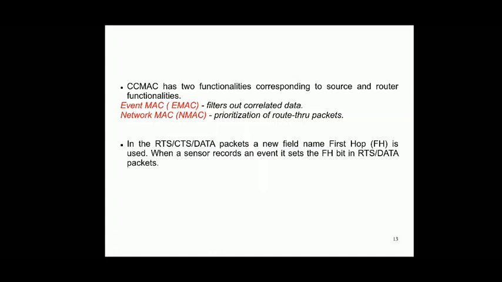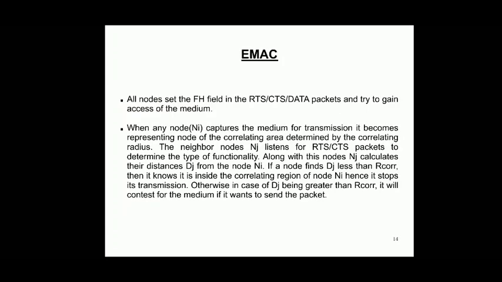In the RTS, CTS and data packets, a new field named first hop is used. When a sensor records an event, it sets the FH bit in the RTS data packet. In Emac, all nodes set the FH field in the RTS, CTS data packets and try to gain access of the medium. When any node captures the medium for transmission, it becomes a representing node of that particular area.